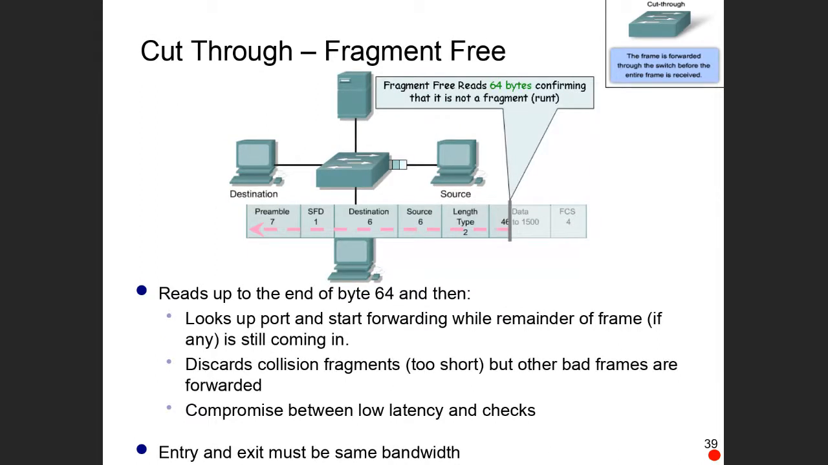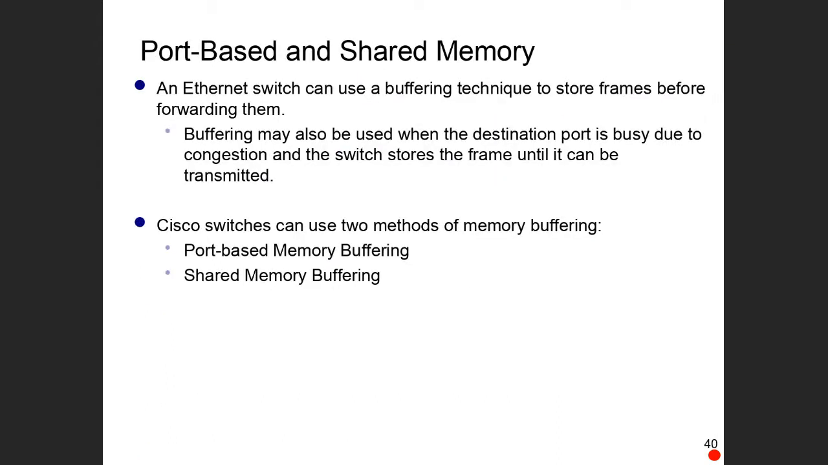So fragment-free is our centrist view. Now we'll wait about 64 bytes. And if any errors have occurred, they probably would have occurred by now. Most of them, 99% of them, would have occurred by now. So I can at least get lower latency, a little bit faster processing time, and don't forward so much garbage onto the network. But again, the two ports must be the exact same bandwidth or speed.